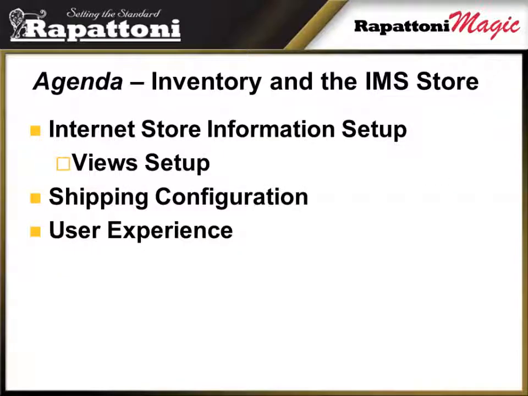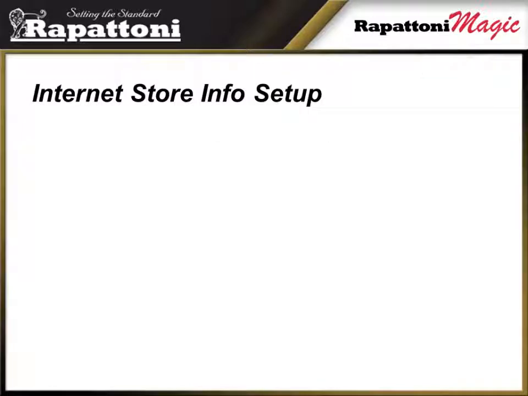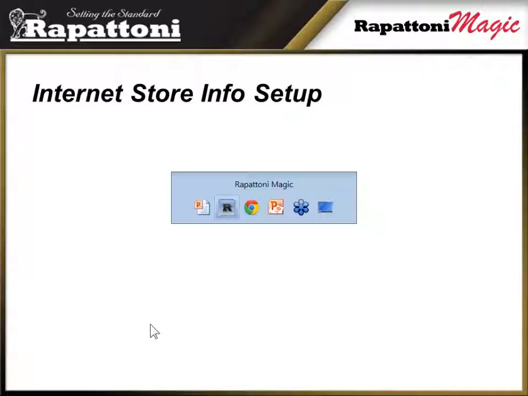So today's agenda, inventory and the IMS store. We'll look at inventory store information setup, and we'll talk to you about how you can set up your views so you can control what the member sees when they go to your store. We'll look at shipping configuration so your members can get the proper opportunities for shipping during their purchase, and then we will show you the user experience. We'll go through how it actually looks on Internet Member Services when a member purchases something from your store. So let's go to the Internet Store Info Setup. Frank is going to take us to Magic.